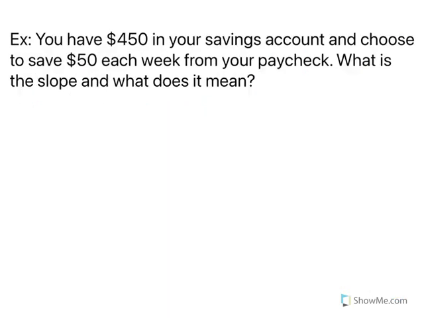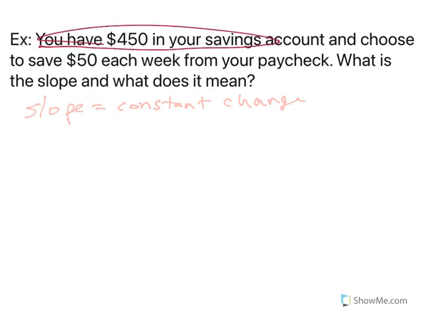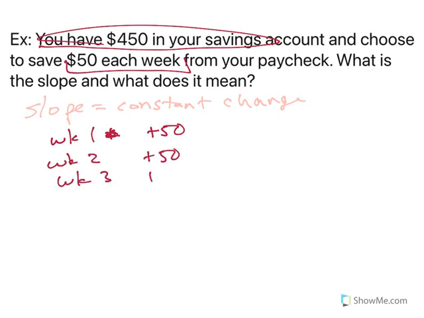Let's do another one. You have $450 in your savings account, and you choose to save $50 each week from your paycheck. What is the slope, and what does it mean? Okay, so remember, slope is the constant change. If I think about you have $450 in your account, is that a change? No, that's what's in my account. That's our starting point, the initial value. We're saving $50 each week. So week 1, we add $50 to our account. In week 2, we add $50. In week 3, we add $50, right? Every week we add $50.